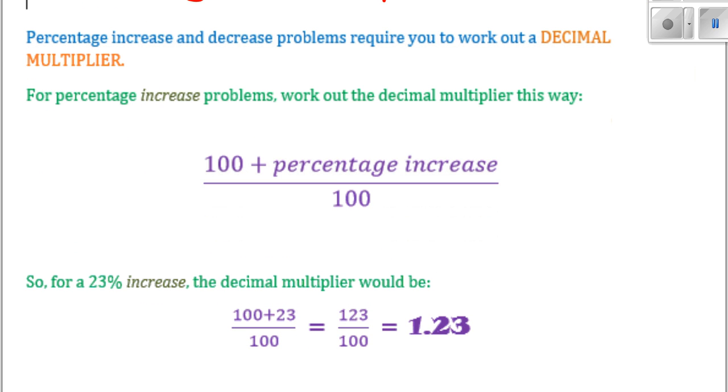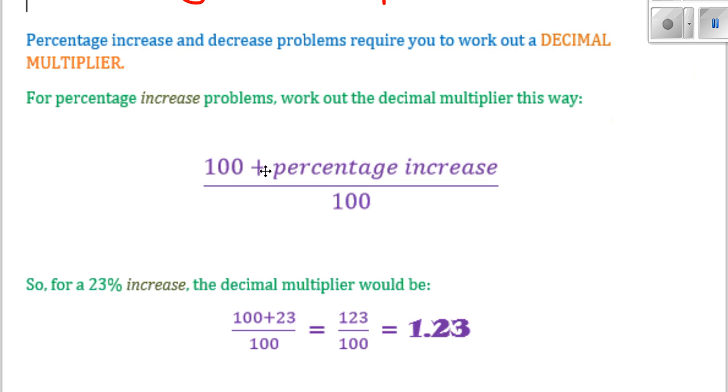Percentage increase and decrease problems require you to work out a decimal multiplier. Sometimes I call that a DM, decimal multiplier. For percentage increase problems, you work out the decimal multiplier in this way. Our decimal multiplier equals 100 plus whatever the increase is. So if it's a 20% increase, you do 100 plus 20. If it's a 3% increase, you do 100 plus 3, and then over 100. And then when you do 100 plus 3 over 100, it simplifies to a decimal.